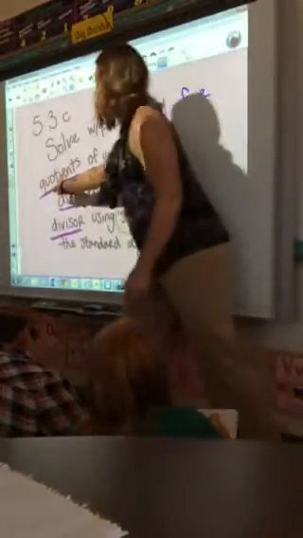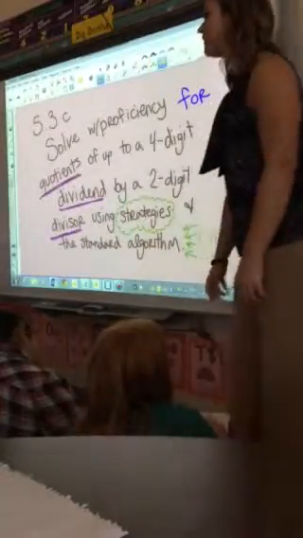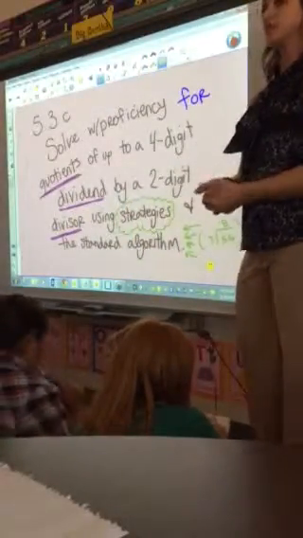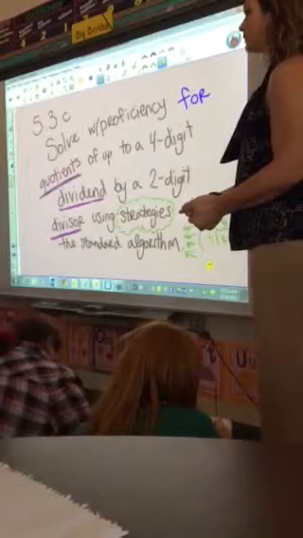For quotients, notice the way I've underlined these 3 words. They're very big division terms that I want you to utilize really well.